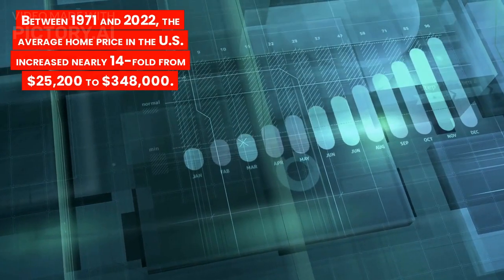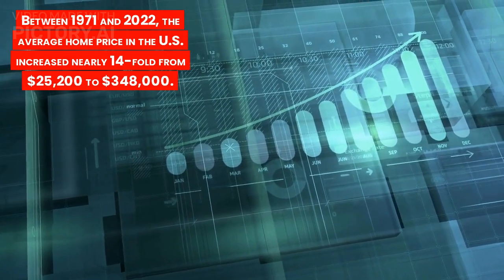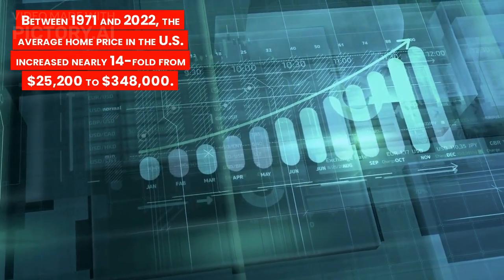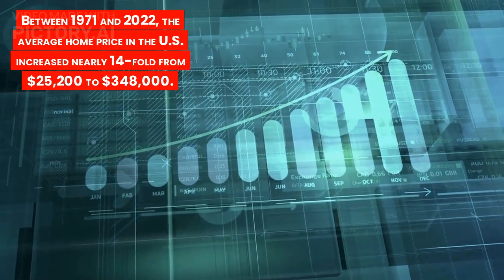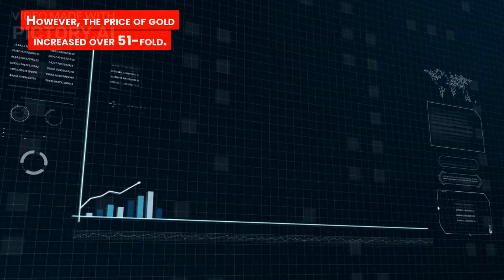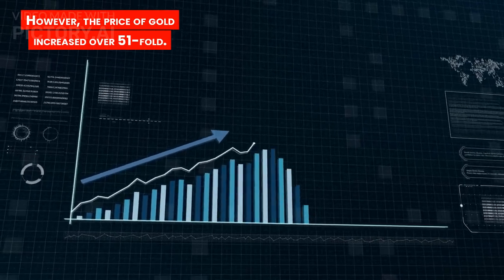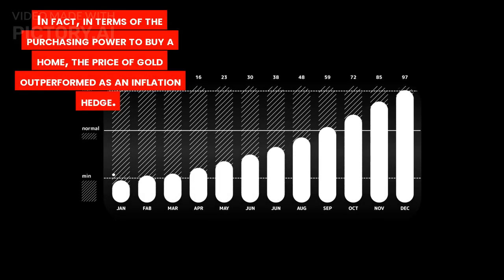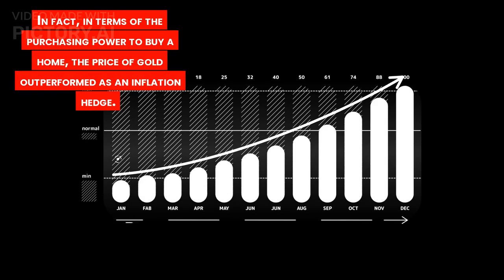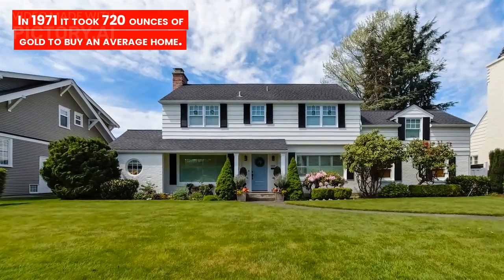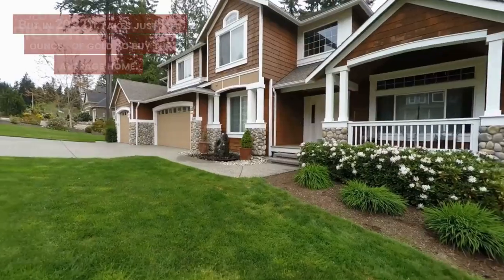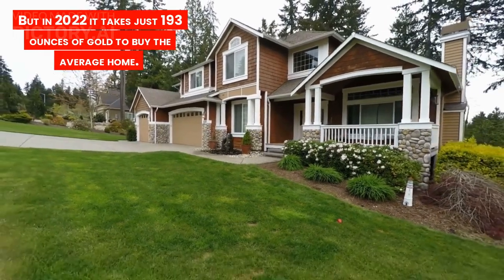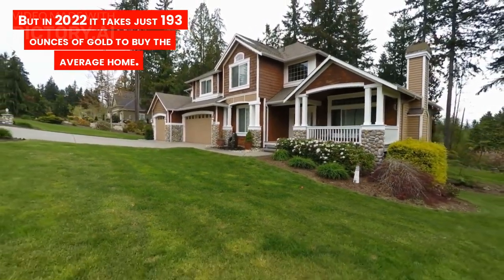Between 1971 and 2022, the average home price in the U.S. increased nearly 14-fold from $25,200 to $348,000. However, the price of gold increased over 51-fold. In fact, in terms of the purchasing power to buy a home, the price of gold outperformed as an inflation hedge. In 1971, it took 720 ounces of gold to buy an average home. But in 2022, it takes just 193 ounces of gold to buy the average home.